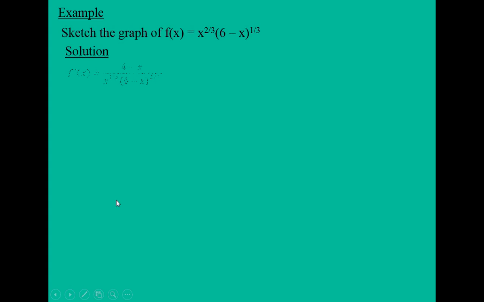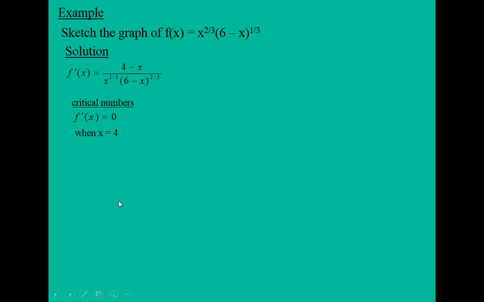Here's another example. For this example, let's find the critical numbers first. So if we looked at the first derivative, we have 4 minus x all over x to the 1/3 times 6 minus x to the 2/3. Now this would equal 0 when 4 minus x equals 0. So x would equal 4. That gives us a critical number.